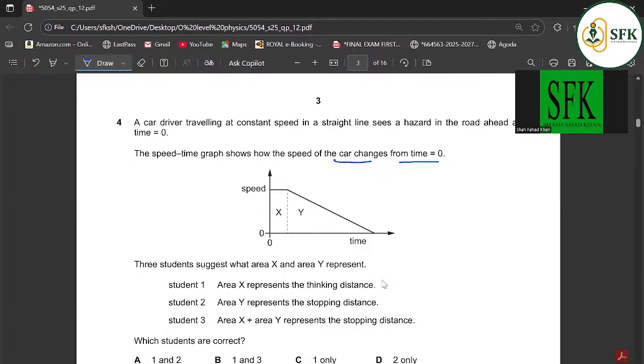So X is the thinking distance and Y is the stopping distance, okay? So yeah, 1 and 2. Because X is the point where he saw the hazard, so he was thinking what to do, and then after that he applied the brake, so the car stopped right over here.